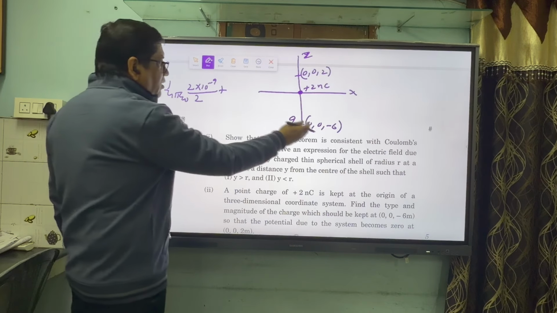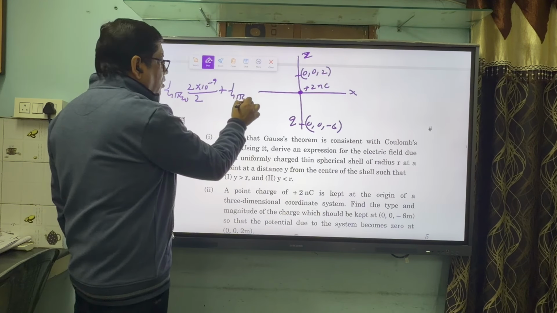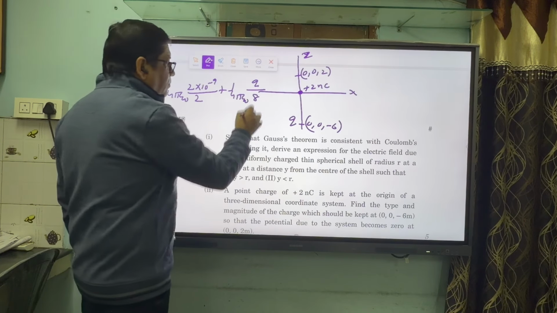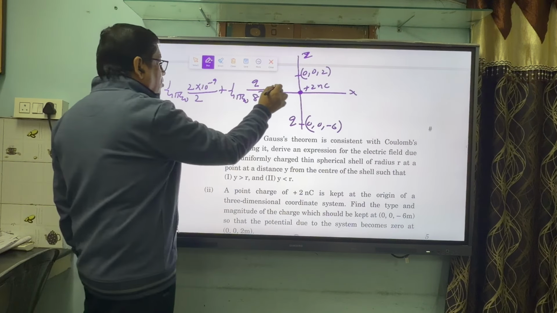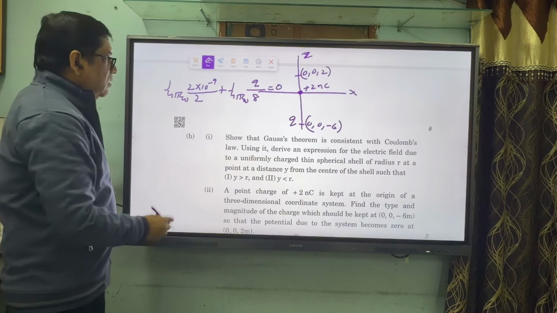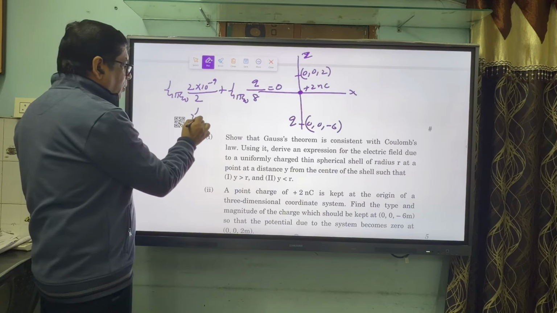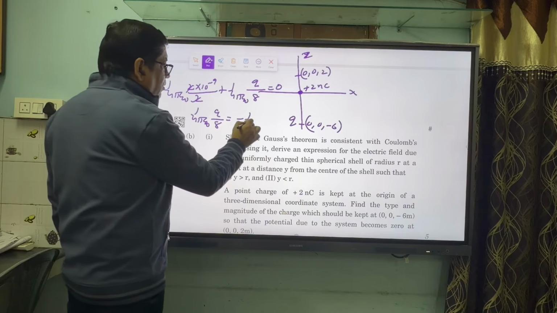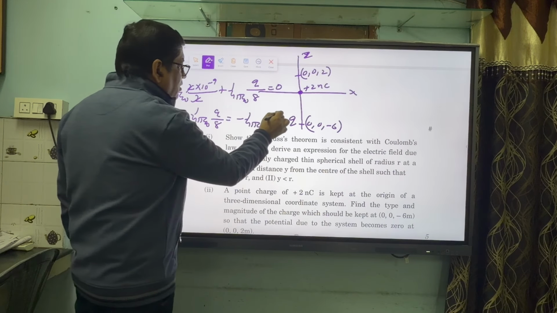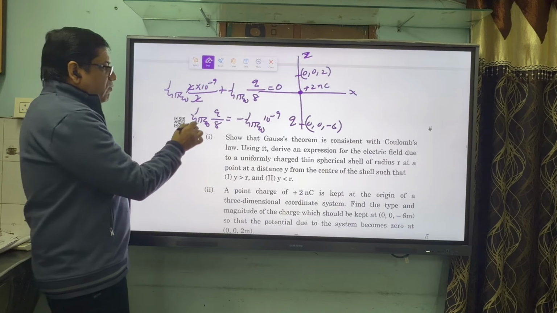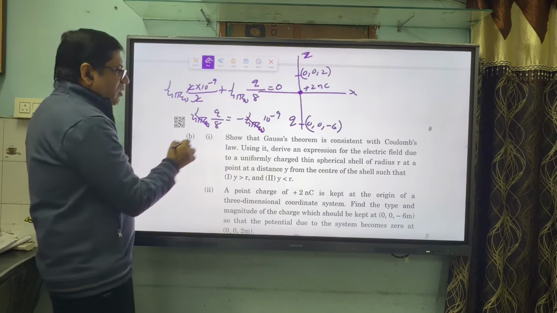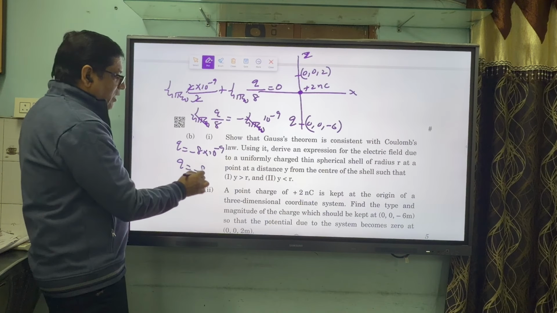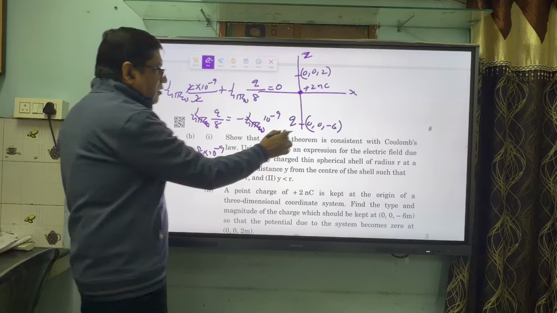Plus the potential due to this one: 1 by 4 pi epsilon naught, unknown charge q divided by the distance, which from -6 to 2 is 8. Total potential is equal to 0. Take this quantity to the other side: 1 by 4 pi epsilon q by 8. The 2 cancels with the 2, and on the other side it becomes -1 by 4 pi epsilon into 10 to the -9. The 1 by 4 pi epsilon will cancel out, 8 goes to the other side, and q becomes minus 8 into 10 to the minus 9, that is, minus 8 nanocoulomb charge should be placed here.